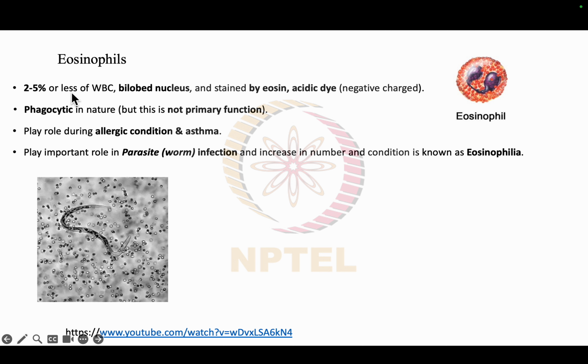Eosinophils are 2 to 5% or less of WBC. They have a bilobed nucleus and are stained by eosin, an acidic dye, which is negatively charged. Phagocytic in nature, but this is not their primary function. They play a role during allergic conditions and asthma. They play an important role in parasitic infection, so that is the primary role. An increase in number, a condition, is called eosinophilia.